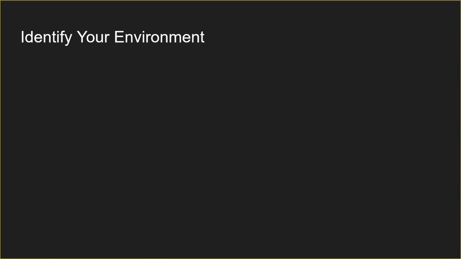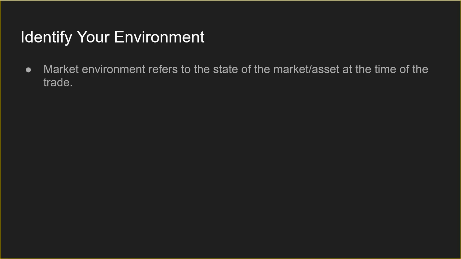So the first thing we want to consider is identifying our environment. Now, the market environment refers to the state of the market or the asset class at the time of the trade. And when it comes to crypto, the big question is, what is Bitcoin doing? And as a result, we may also want to consider what is the S&P 500 doing and look for Bitcoin to S&P 500 or SPX correlations. Once again, we're not going to go too much into that, but that's another step ahead to consider.